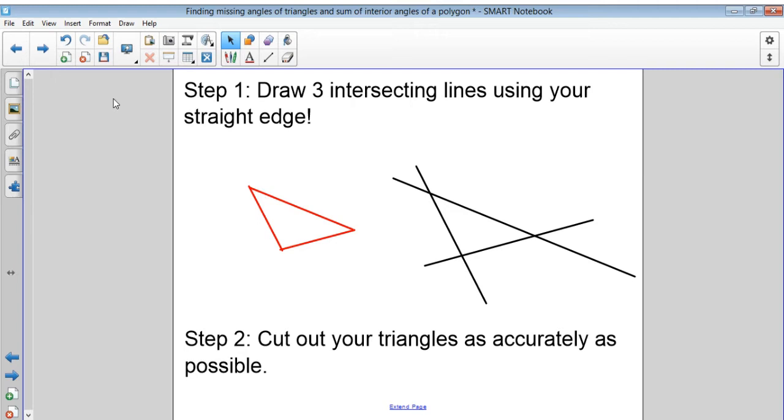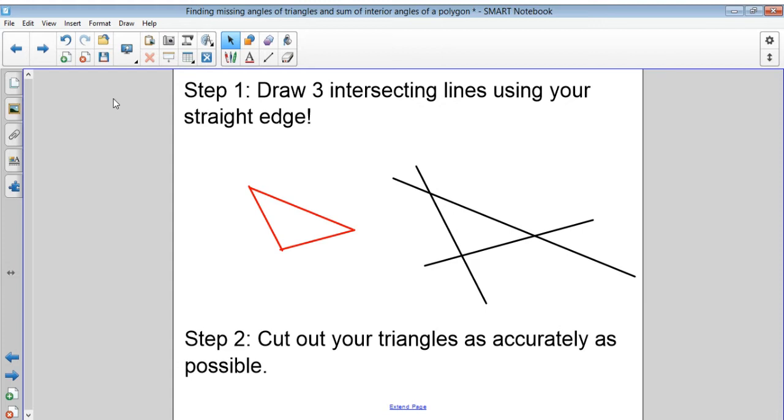So we could have an obtuse triangle or an acute triangle. It doesn't matter what your triangle looks like. It doesn't have to look like mine. But you see, I took 3 lines, I put them together, and then I just traced them with my technology because I don't have scissors, I can't cut it out. So go ahead and draw 3 straight lines. It can be any way, they just have to intersect, and then cut out your triangle as accurately as possible.